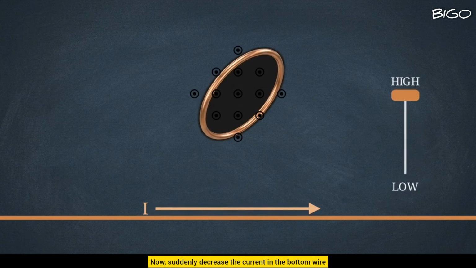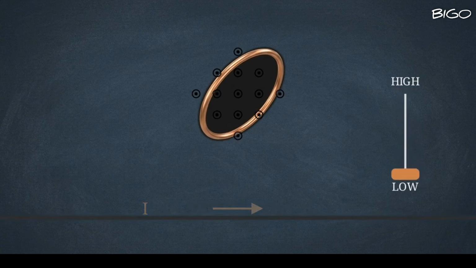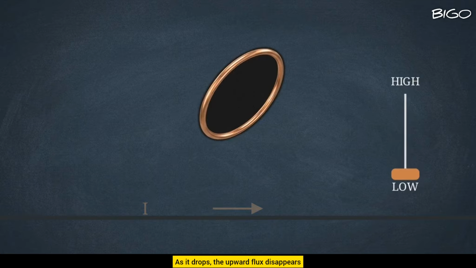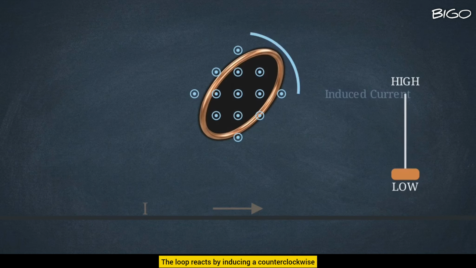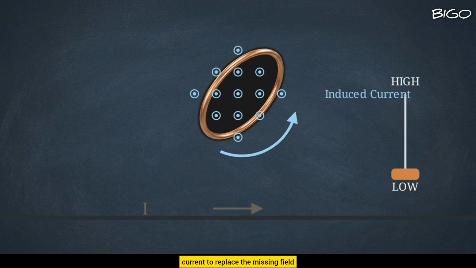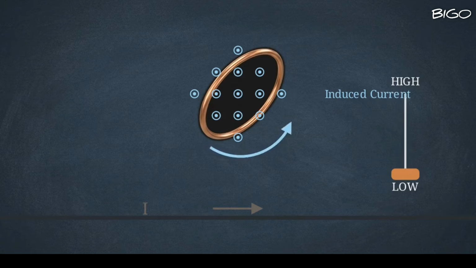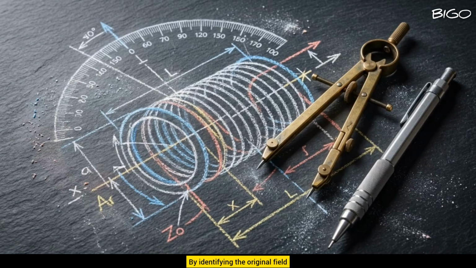Now, suddenly decrease the current in the bottom wire. As it drops, the upward flux disappears, and the dots inside the loop vanish. The loop reacts by inducing a counterclockwise current to replace the missing field, pushing flux back out. By identifying the original field and determining how it is changing, the direction of the current becomes a matter of simple geometry rather than guesswork.